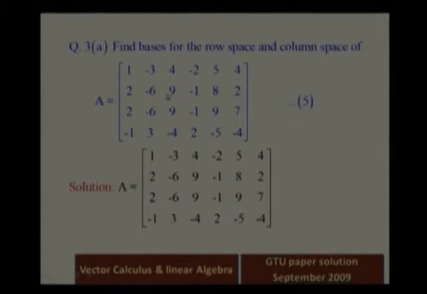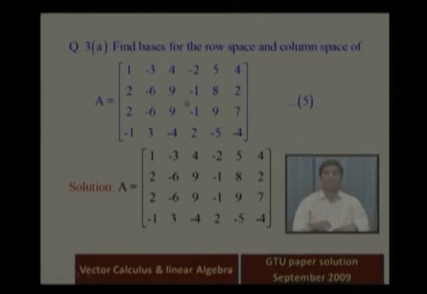Find a basis for the row space and column space of A, and this is a 4 cross 6 matrix, right? There are 4 rows and 6 columns. The first row is 1 minus 3 4 minus 2 5 4. The second row is 2 minus 6 9 minus 1 8 2. The third row is 2 minus 6 9 minus 1 9 7. And the fourth row is minus 1 3 minus 4 2 minus 5 minus 4. So this question carries 5 marks.